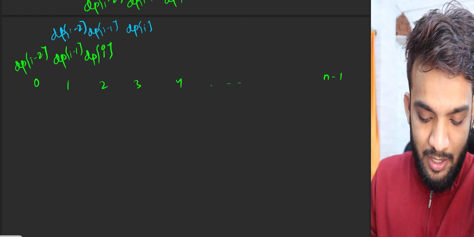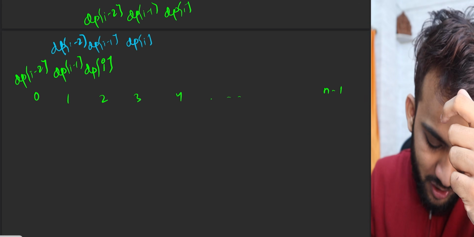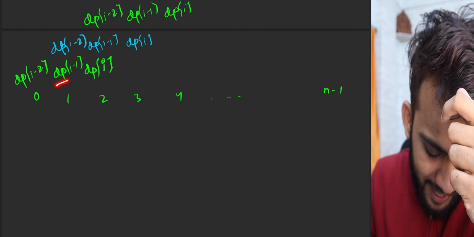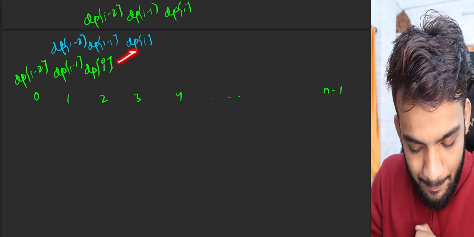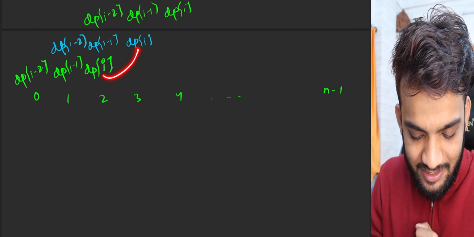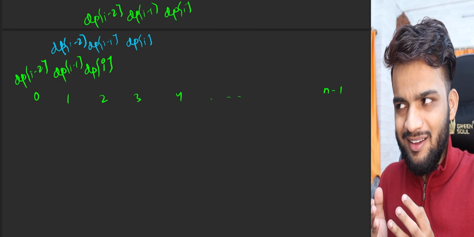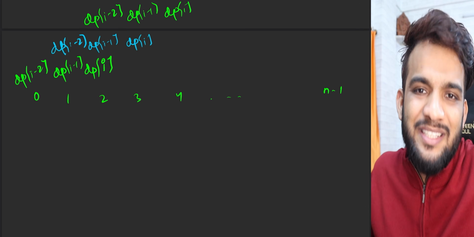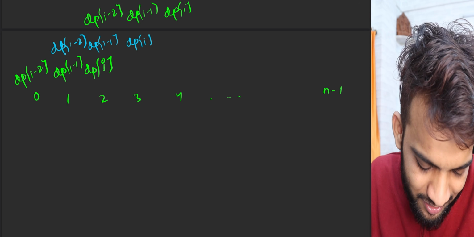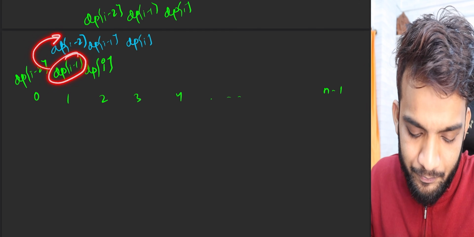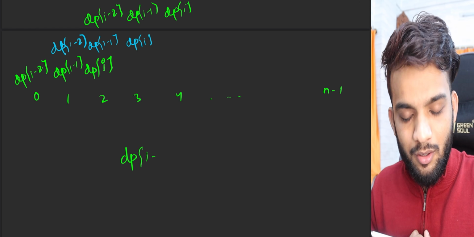There's no doubt. So do you observe a pattern? The guy who was dp of i minus 1 for this particular i, in the next step, when i increases to the next index 3, he was the previous, and he'll become the second previous of the next. Makes sense? So can I say dp of i minus 2 will become this, right?